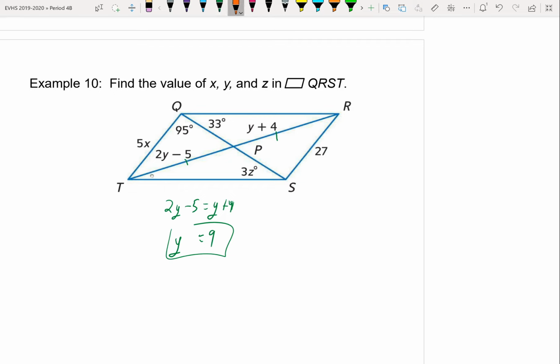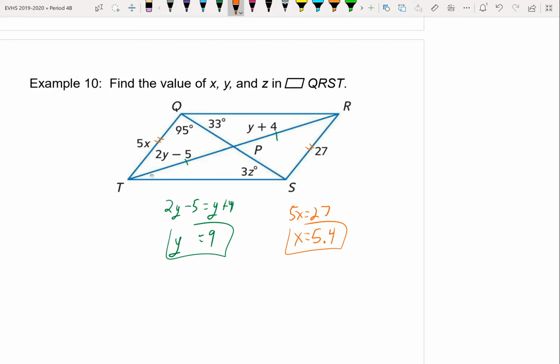Now for the x's, it looks like my opposite sides are congruent here. So 5x is equal to 27. Then we're going to divide through, and I can't do that one in my head. That gives me 5.4. Let me double check that. Yep, 5.4. And now I've got to decide how to find my z value.